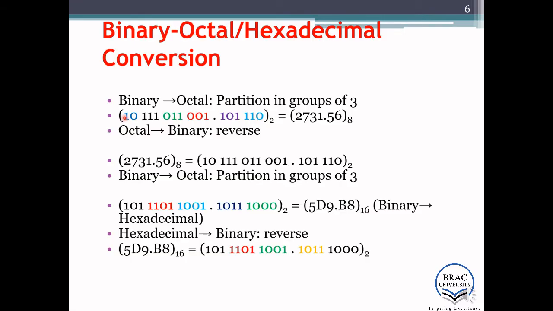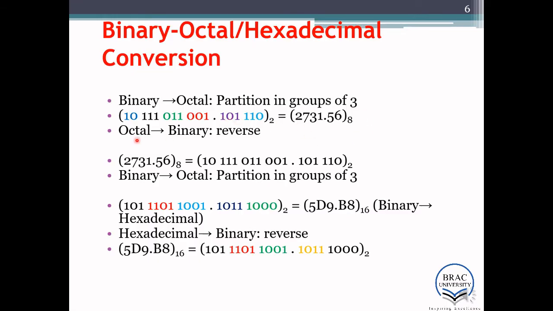010 is 2, 111 is 7, 011 is 3, and 001 is 1. And for this fraction, also take 3 bits, but you start the 3 bits from here, 101, not from here. So 101 becomes 5 and 110 becomes 6. So this is your equivalent octal for these binary values.